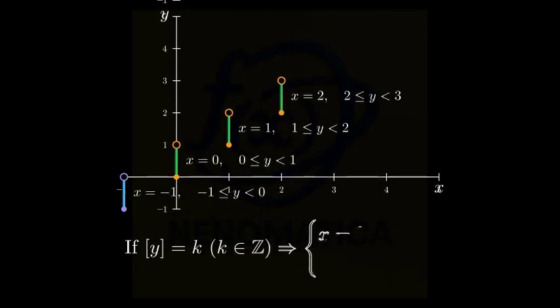In general, if the floor of y equals k, where k is any integer, then x must equal k, and y lies between k and k plus 1, including k and excluding k plus 1.